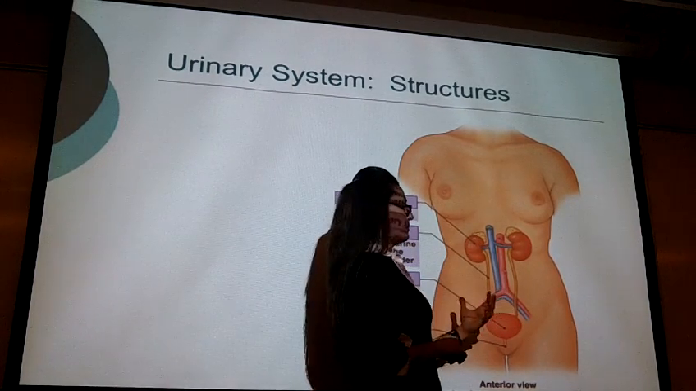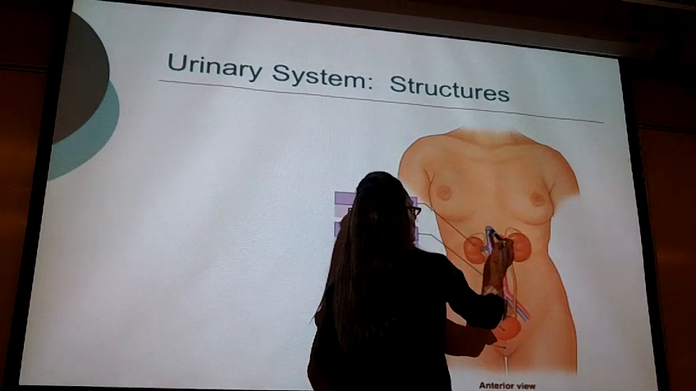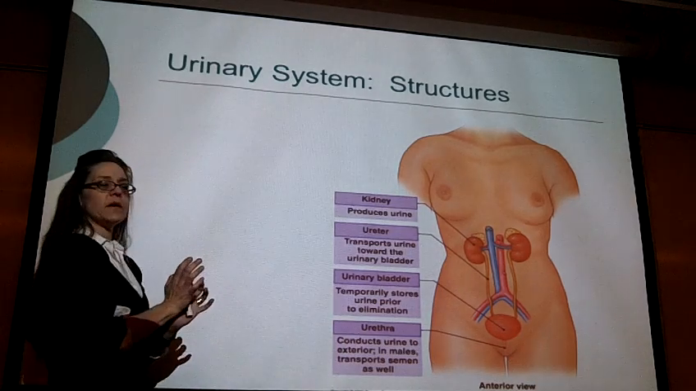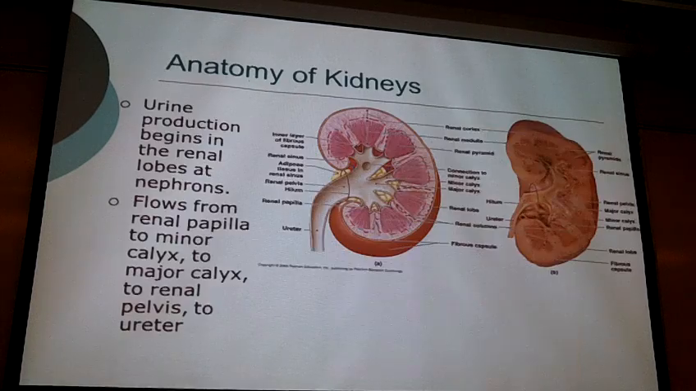That's the hilum. You can see on top of each kidney is the adrenal gland, but what goes on in the adrenal gland is completely separate from the kidneys. They just happen to sit on top of there.